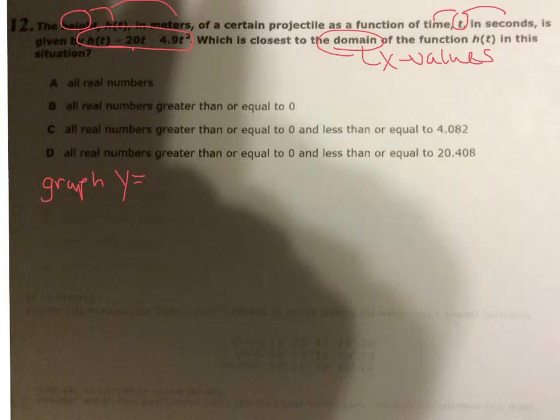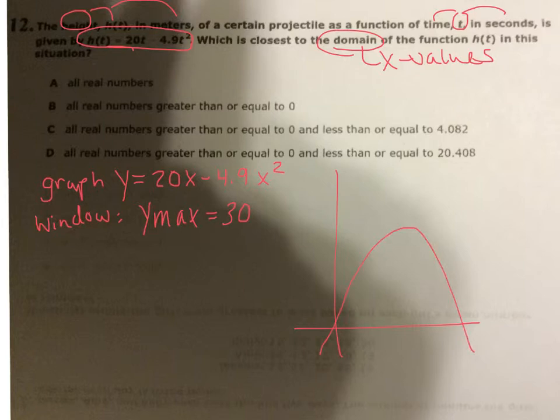So go to y equals in your calculator, and we would put in 20x minus 4.9x squared. And when you graph it, you're going to see an upside down parabola. You might not be able to see the whole thing. I had to go to my window and change my y max to about 30, and then I could see the whole parabola. It looked something like this.